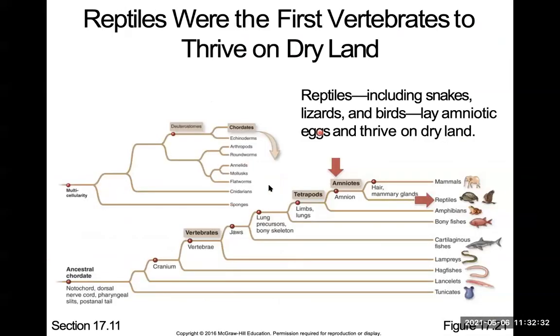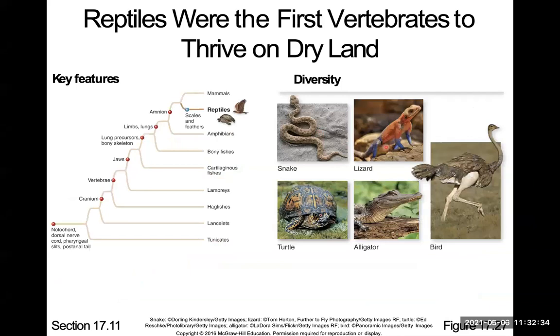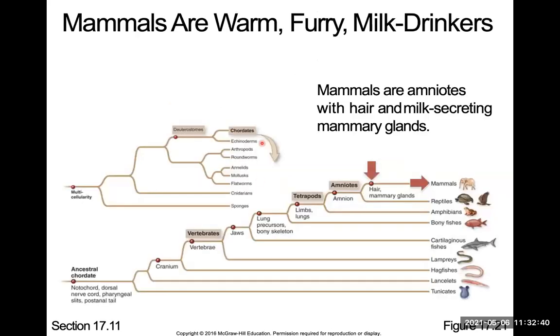Okay, so that's reptiles. I have some pictures: snakes, lizards, birds, alligator, turtles. As reptiles, they had to come to dry land to reproduce. Last group we have is mammals. You might have heard mammals are all warm-blooded, and that's how you can define a mammal.